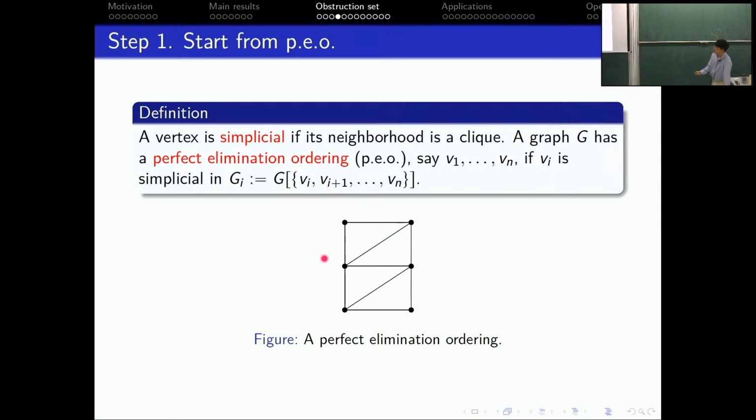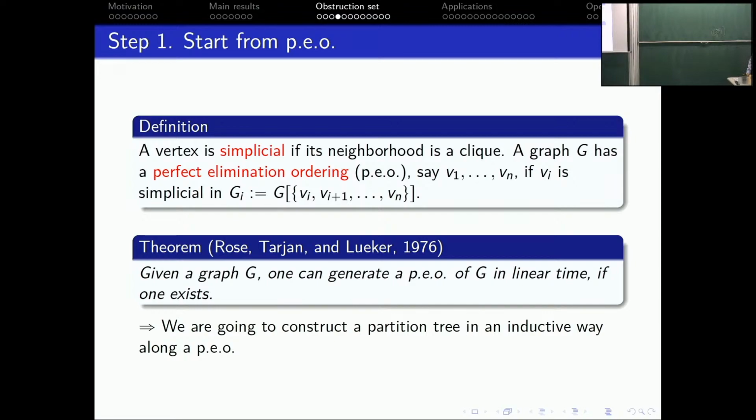So let's see the figure. Here, this vertex is simplicial, so I first choose this one. And then now this vertex becomes simplicial. So I will choose this one, this one, this one, and this one, and so on. So this is a perfect elimination ordering. And Rose, Tarjan, and Lueker showed that given a graph G, we can generate a perfect elimination ordering in linear time if one exists. It means that we can recognize chordal graphs in linear time. So we are going to construct a partition tree in an inductive way along this perfect elimination ordering. So that's step one. Step one is to try to find the perfect elimination ordering.